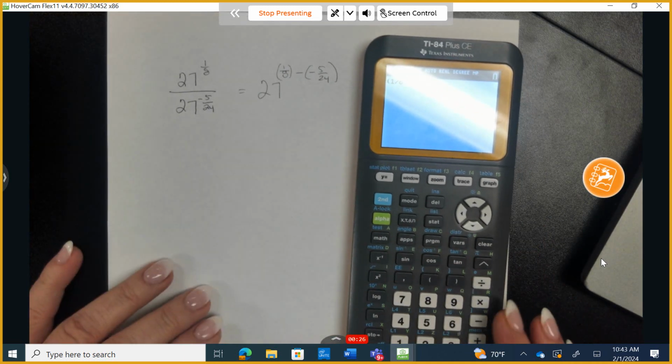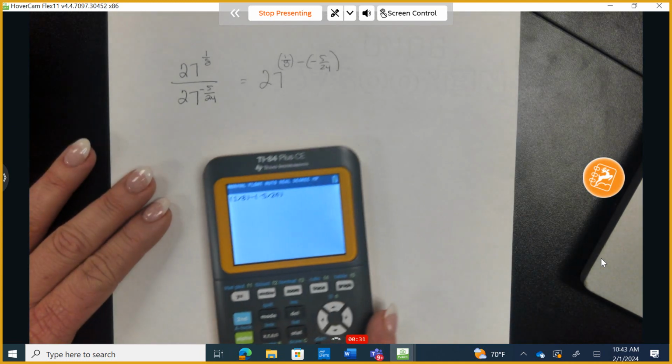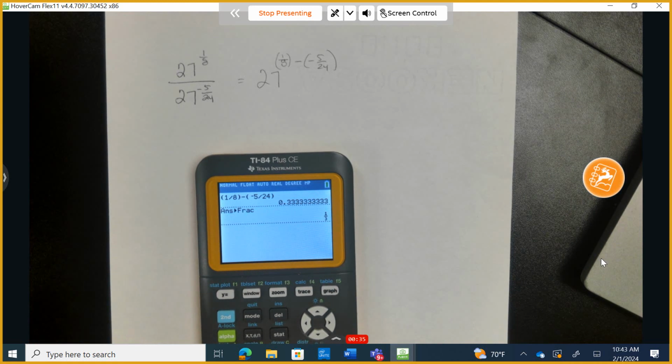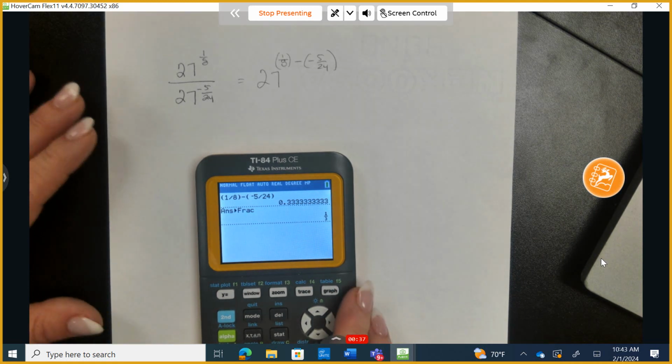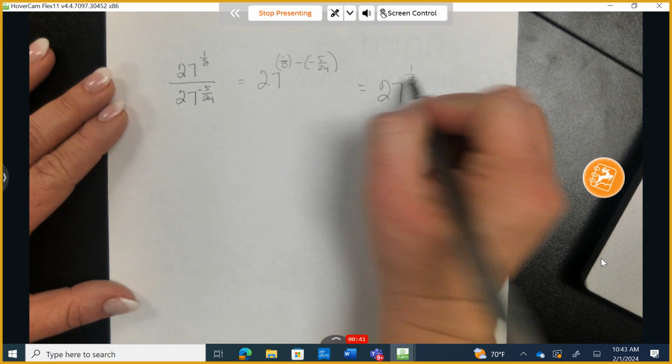Okay, now I'm going to grab a calculator and I'm going to take 1 divided by 8, in parentheses, subtract a negative 5 divided by 24. I'm using a calculator to do that tough work, and then I'm turning it back into a fraction by hitting math, fraction, enter, enter. So I can rewrite this as 27 to the 1/3.